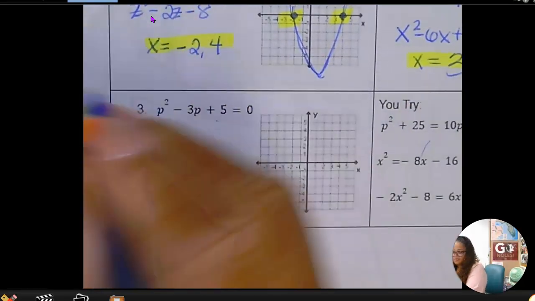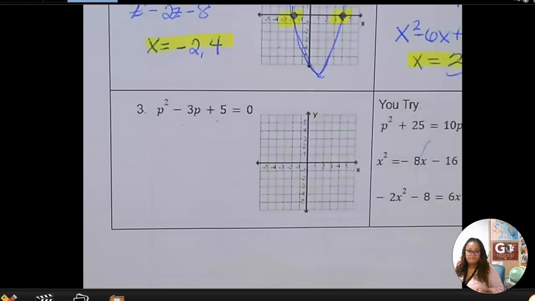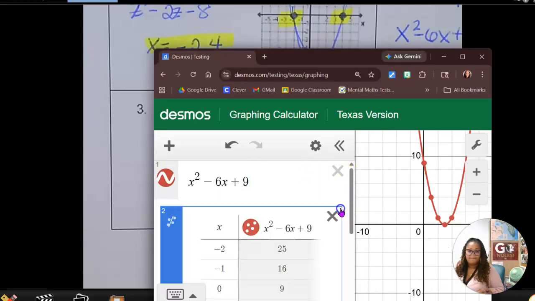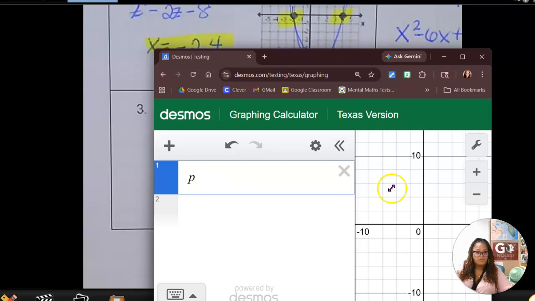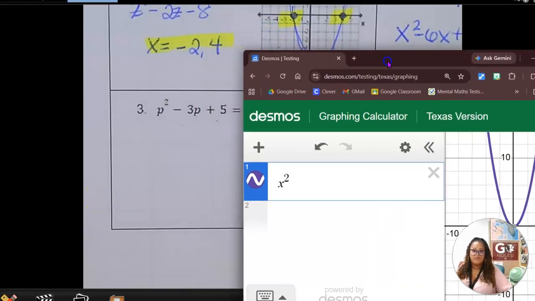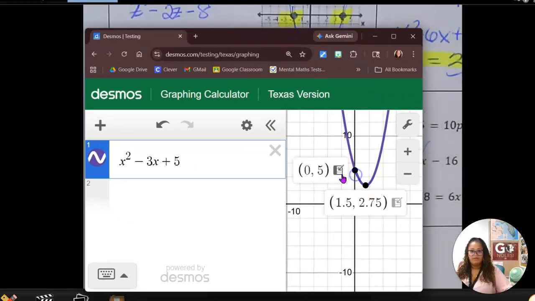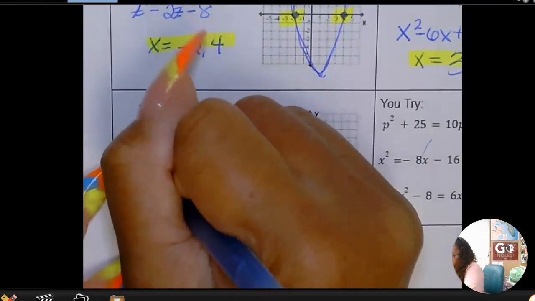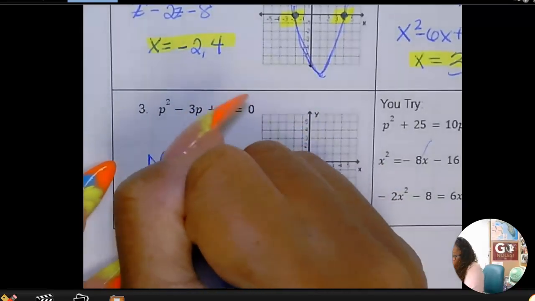Over here, p squared minus 3p plus 5. Go to Desmos. P squared. P is not going to work. I must use x. X squared minus 3x plus 5. Boom, bam. I don't need the vertex. 0, 5 is a y-intercept. There are no real x-intercepts here. There are no real solutions.